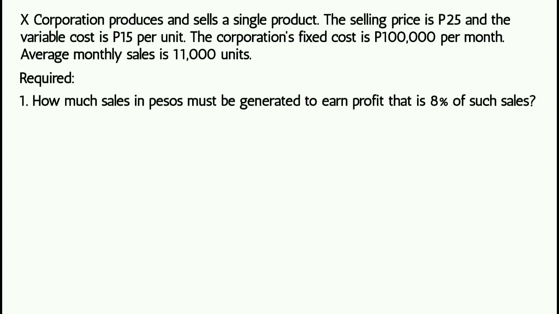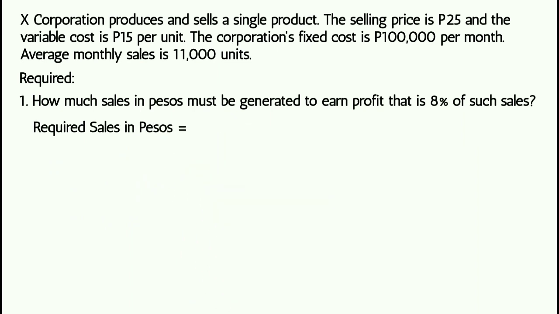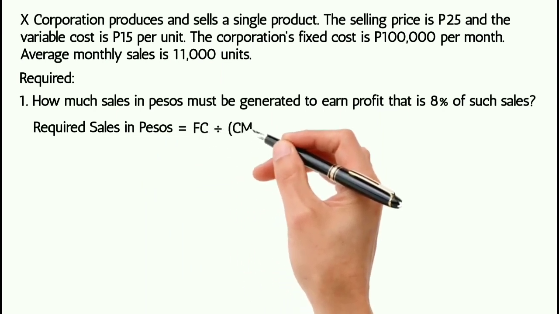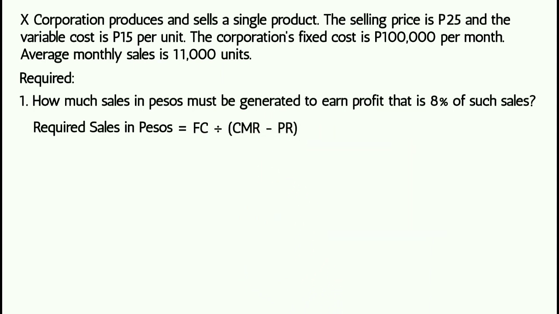How much sales in pesos must be generated to earn profit that is 8% of such sales? Meaning to say, ang hinahanap dito sa requirement number 1 ay required sales in pesos with desired profit ratio. And the formula for that is fixed cost divided by contribution margin ratio minus profit ratio. Yung fixed cost ay given na sa problem. Ang problema natin is yung contribution margin ratio.